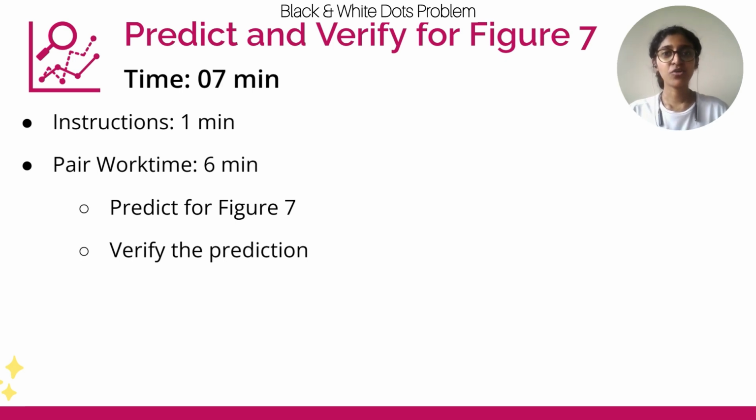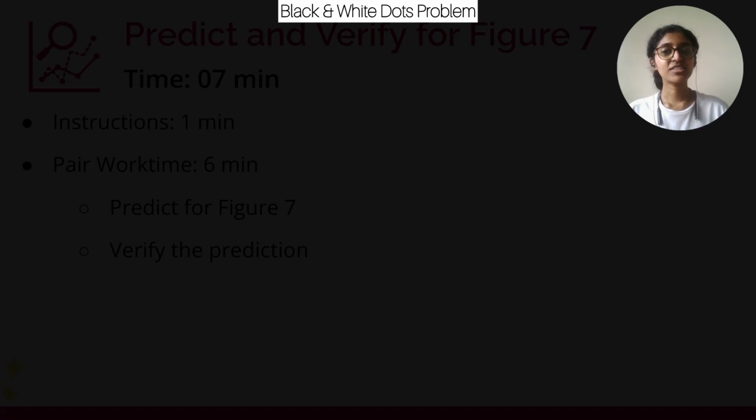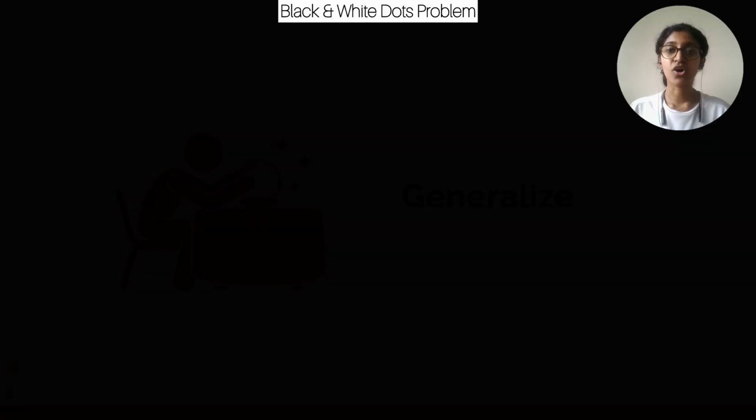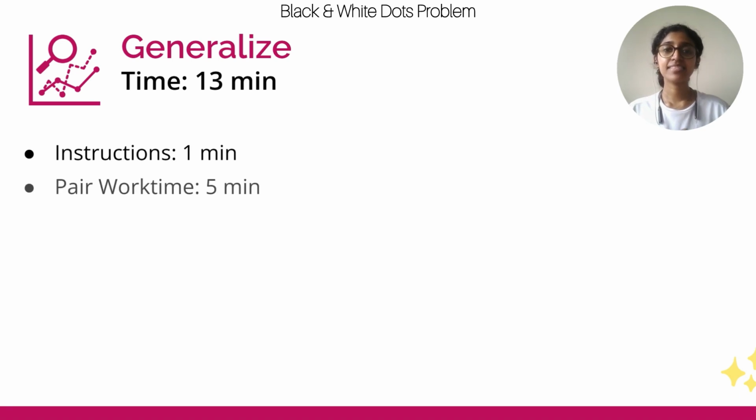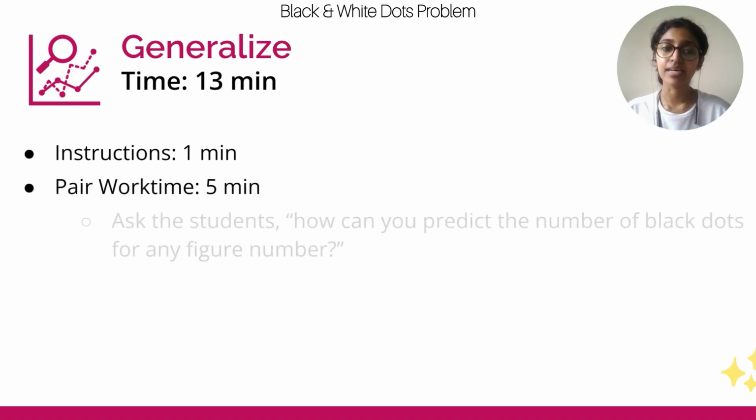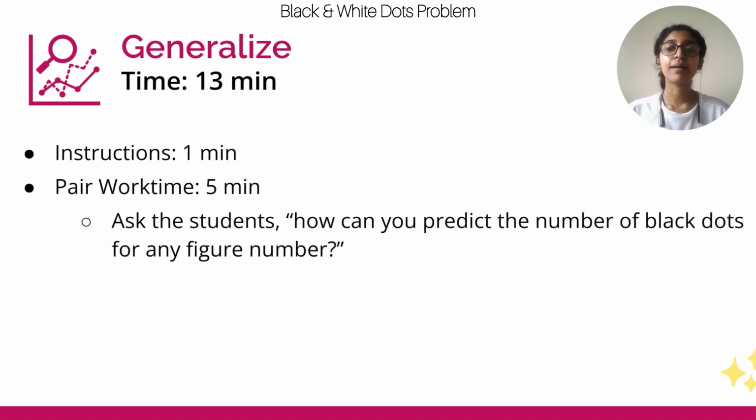Now, let's move into our big problem, which is to generalize for the number of black dots in any figure number. And we have a total of 13 minutes here. We give them instructions and the students are going to work in their pairs to come up with the number of black dots here for any figure number.